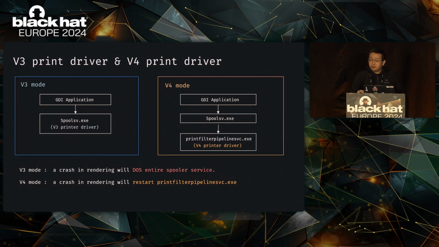Printer drivers operate in two modes, V3 mode and V4 mode. The V3 mode is the older one. It is directly used by the Spooler service to load the printer driver and perform the rendering. For the V4 mode, it will create a sub-process, the print filter pipeline service, to load the printer driver and do the rendering. A crash in V3 mode can cause the entire printer service to become denied of service, while in V4 mode, it would only result in the restart of a single process.